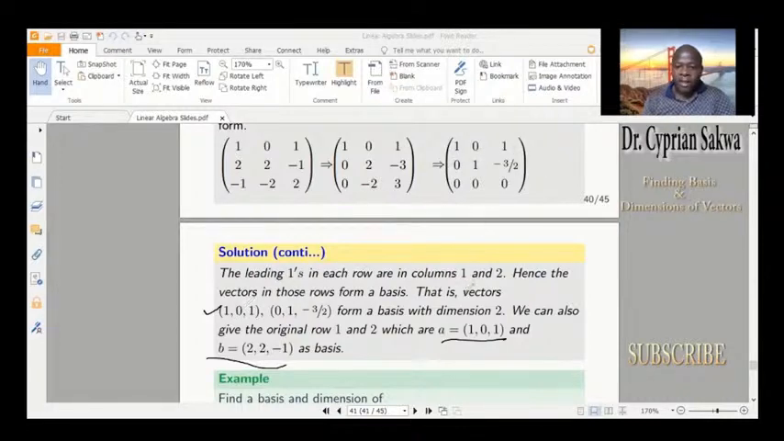Or I can take the original rows, the original row 1 and the original row 2 to form a basis. Whichever way, the dimension will be the same, because if I were to choose this row and that row, then they have 2 elements. So the basis has 2 elements. And if I were to choose the original row, still the basis would have 2 elements. So I think I should look at another example to make the knowledge of basis and the dimension clear.